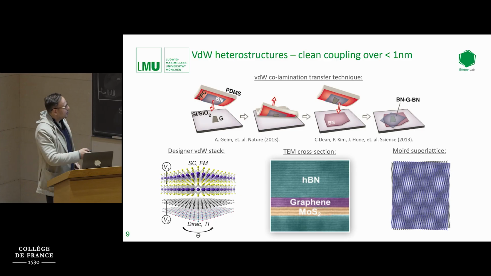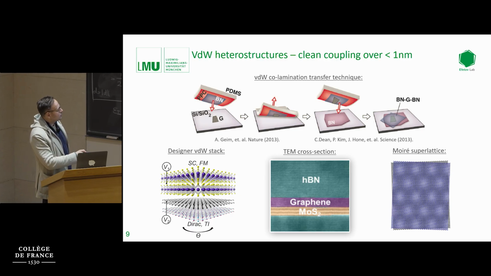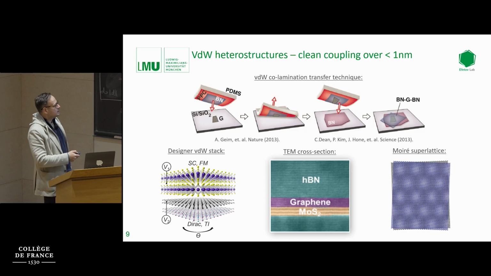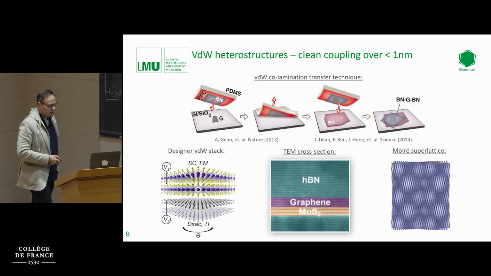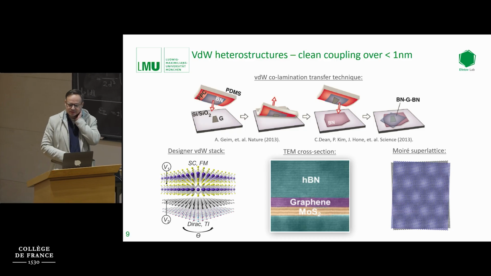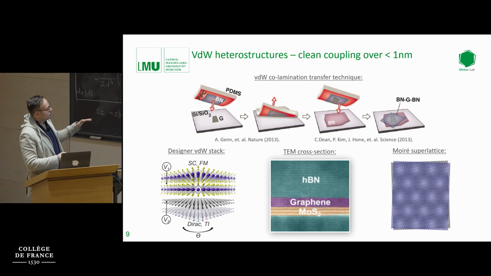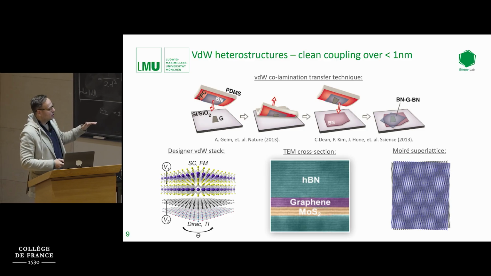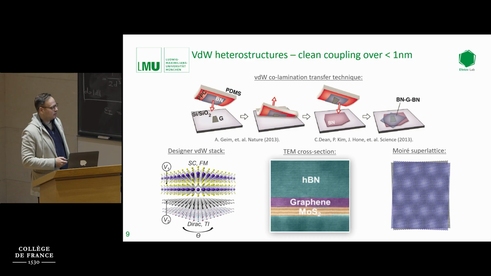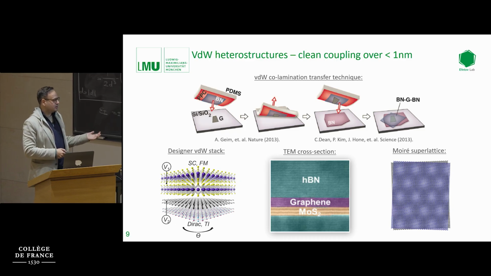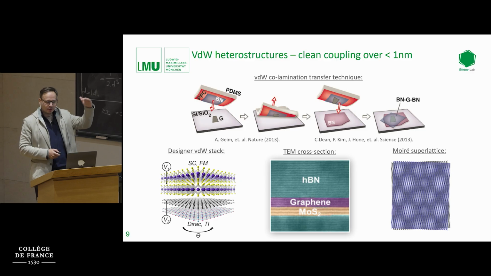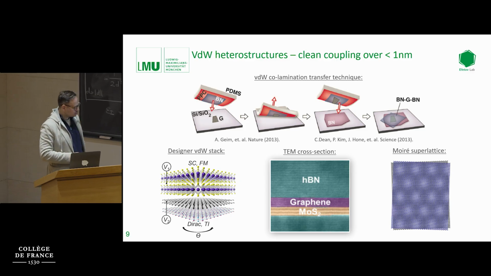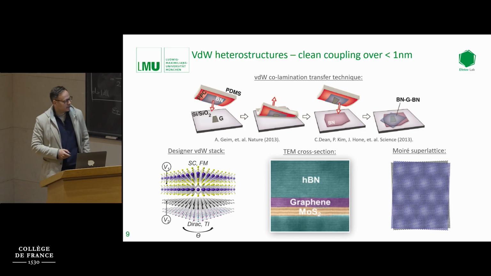And when I say assemble, I mean that you can use this very simple lamination stamping technique, where you extract various two-dimensional material species one by one, and then stamp them on top of one another, such that you can build sandwiches of all those materials. You can combine different materials, starting from Dirac or topological insulators. You can choose superconductors, ferromagnets, and so on, and combine them in these designer van der Waals stacks.